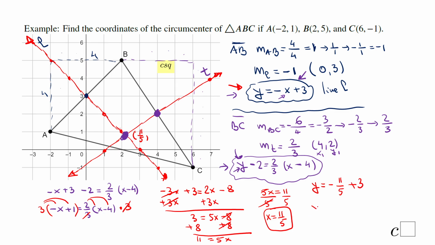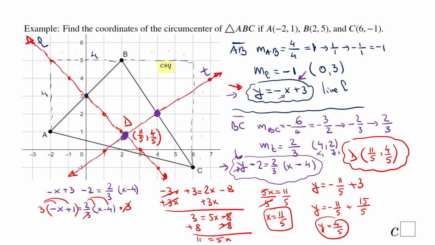Okay, so probably the best way to handle this is to change that 3 into fifths. 3 times 5 is 15. And that will give us y equals 4 over 5, or about 0.8. Does it look right? I think so. Okay, 4 over 5. This is the circumcenter, let's call it D, located at 11 over 5 and 4 over 5. Yeah, in this problem you really have to do some work to find the circumcenter.